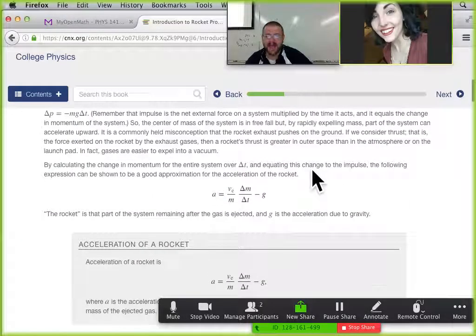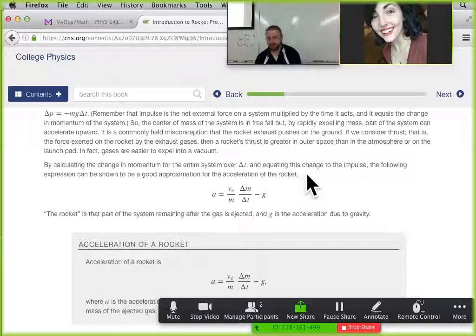So, how do we calculate the acceleration of something that has more than one force? Well, you have to add the forces together, and then those are equal to the acceleration times the mass, right? In the case of a rocket, what are the two forces acting on a rocket?